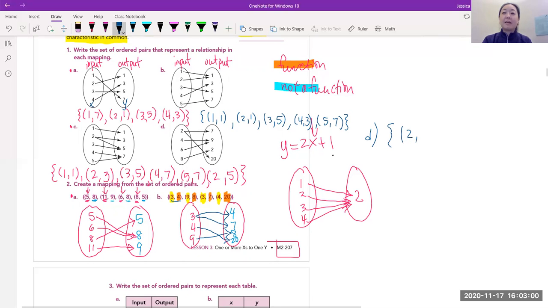Right. Remember, 2 goes to 7. So we got 2, 7. And then 2 also goes to 20. So we're going to have 2, 20. And then 4 goes to 9. So 4, 9. And then 6 goes to 9. So 6 also goes to 9. So we're going to go 6, 9. Don't forget your parentheses. And then 8 goes to 2. So 8, 2.